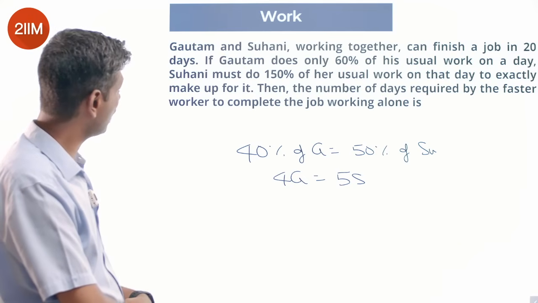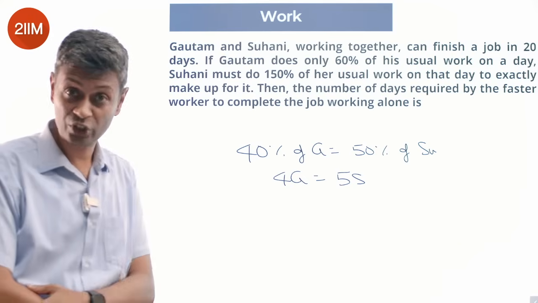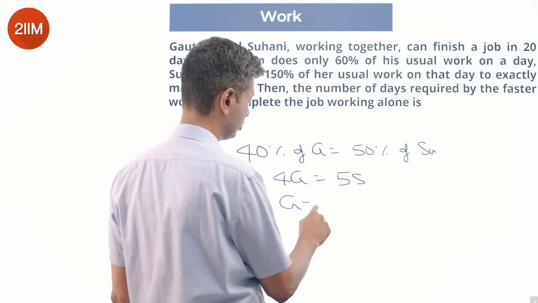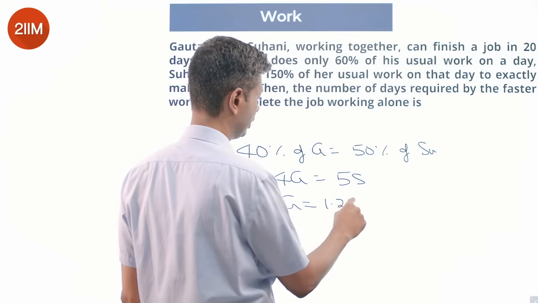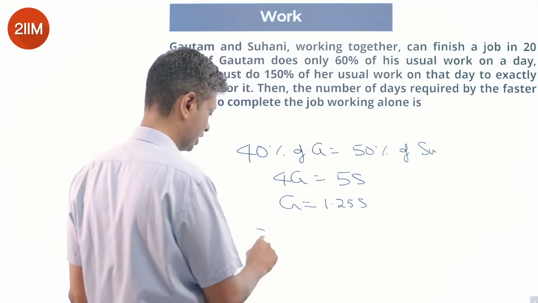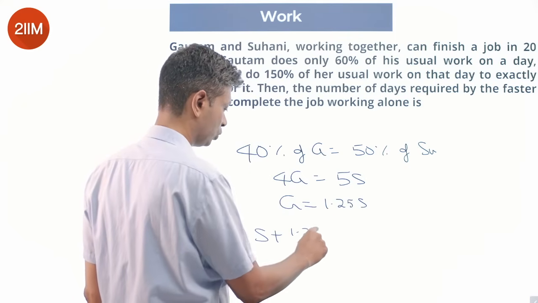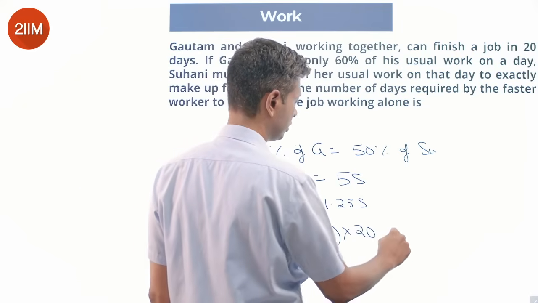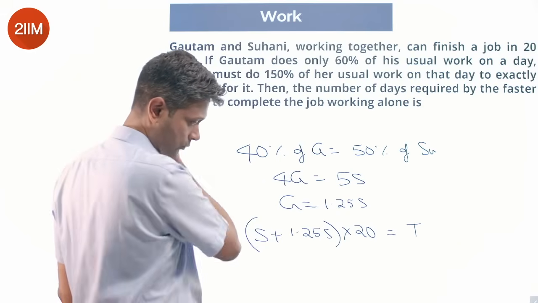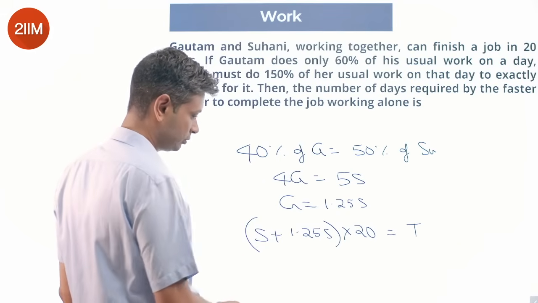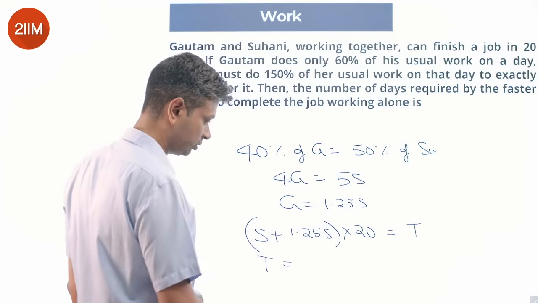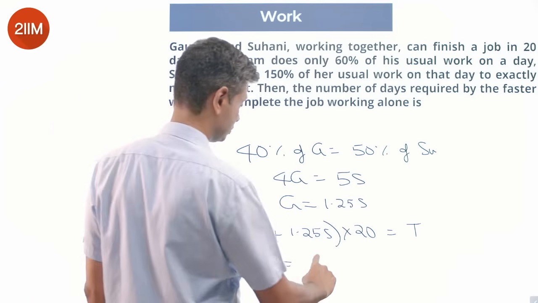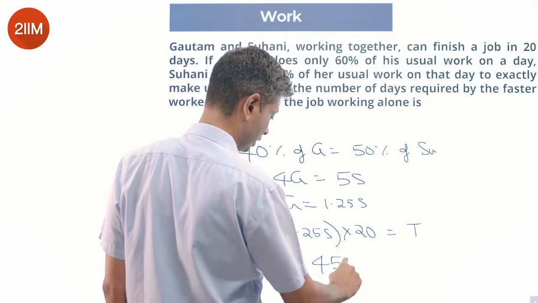Together they can finish a task in 20 days. Both of them together can finish in 20 days. So we can say, hey, what does Gautam bring? Gautam brings 1.25 times what Suhani brings. So in each day they'll bring s plus 1.25s, 2.25s. This into 20 is the task. Or 2.25 into 20, or the task can be defined as 2.25 into 2 is 4.5, is equal to 45s.